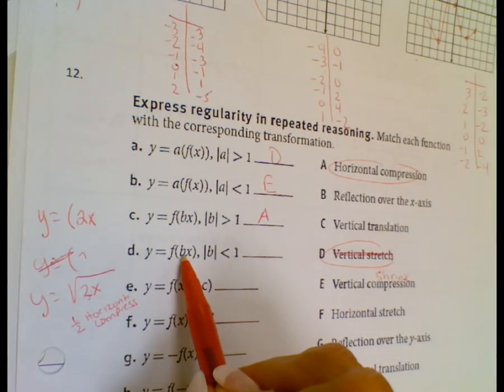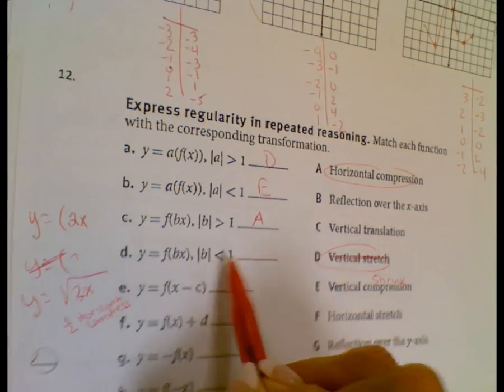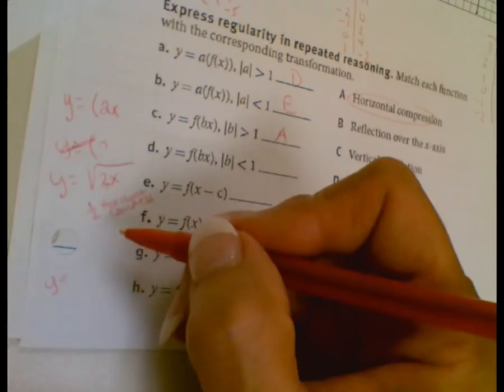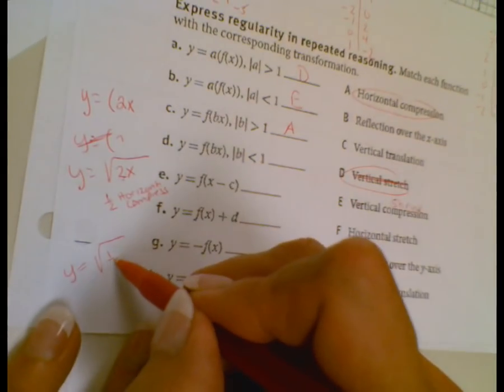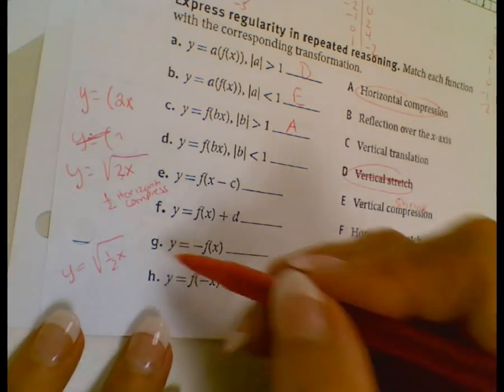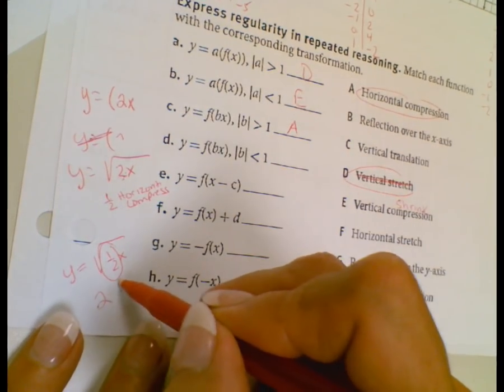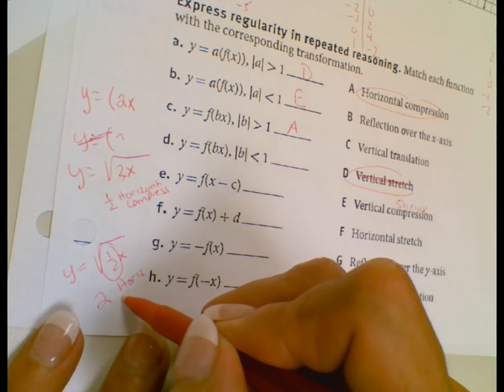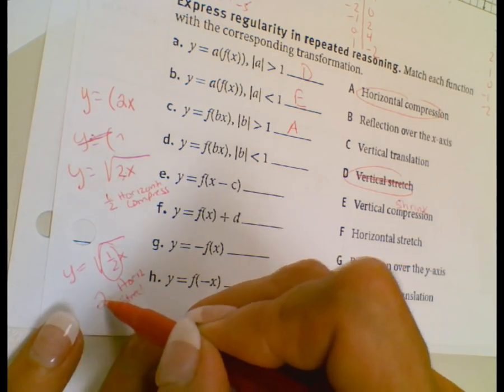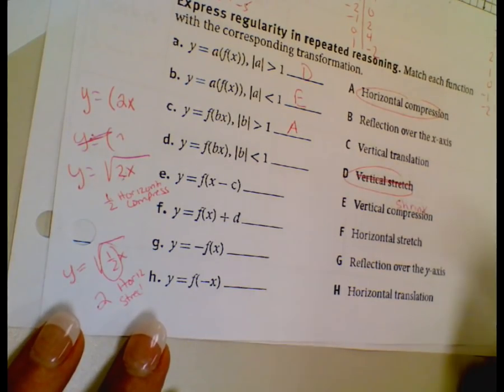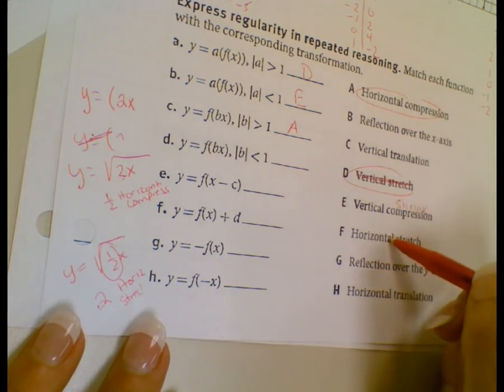Now, it's on the inside again, but it's saying it's less than 1. So let me give you another example. What if you had a 1/2 in front of here? So what's the reciprocal of 1/2? It is 2. So it is a horizontal stretch because now that 2 just got bigger than 1. So now it's a stretch. So it's a horizontal stretch. It's F.